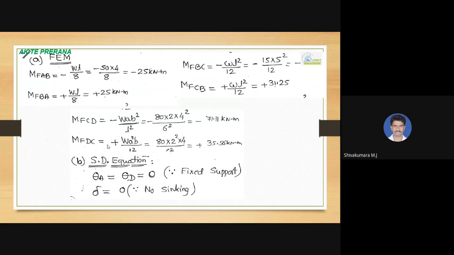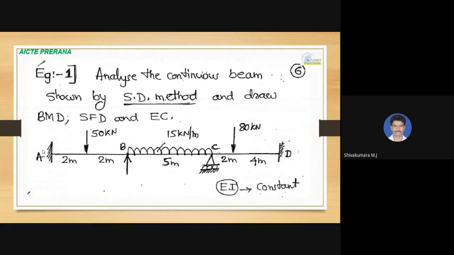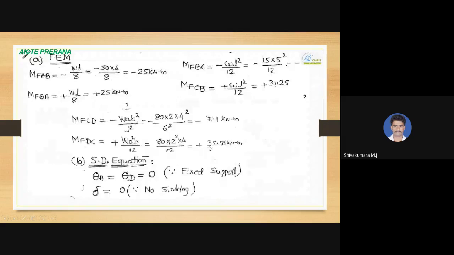So the delta part can be removed directly because there is no sinking. Theta A and theta D equal to 0, right? Why is it 0? Because those two are fixed supports. So A and D both are fixed supports, so there is no rotation at these points. However, there will be certain rotation at B and C that we need to determine.